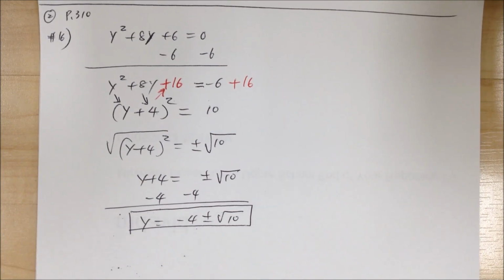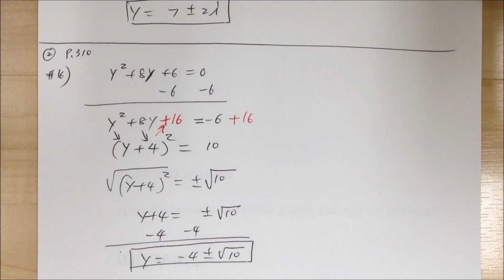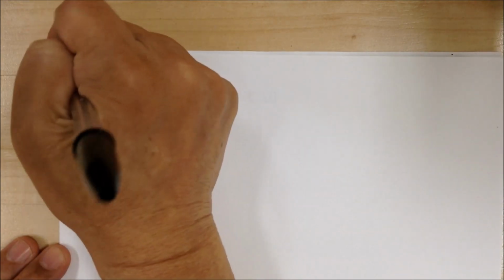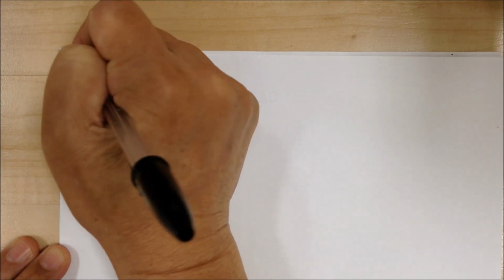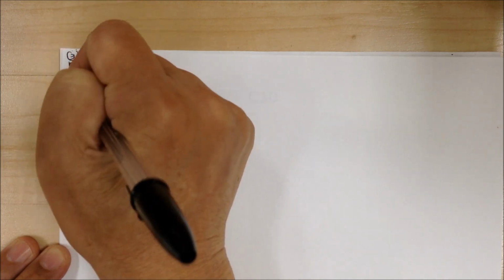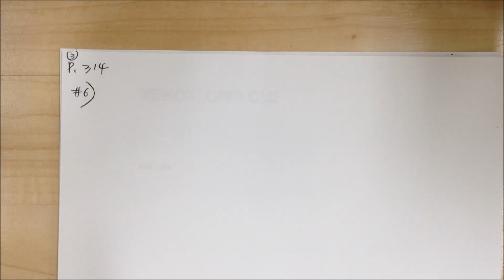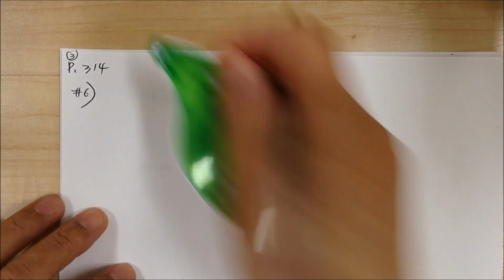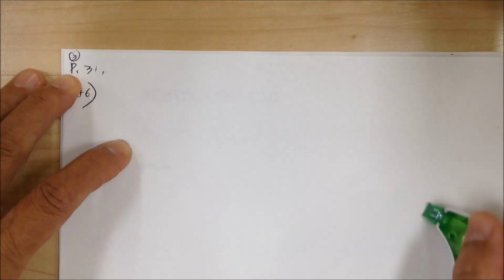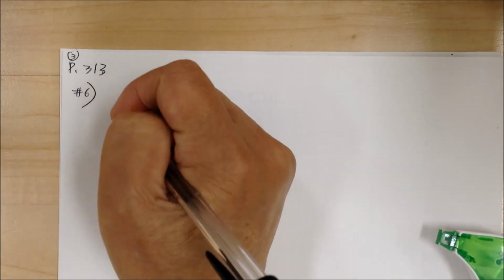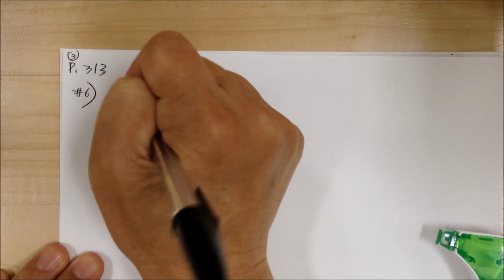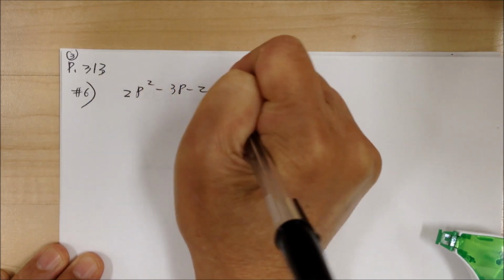Okay, let's go to the next item on the list. That's from page 314. So this is number 3 on the list. So page 314, and let's go and do number 6. Well, actually, it's 313. Okay, so you have 2p squared minus 3p minus 2 equal to 0.